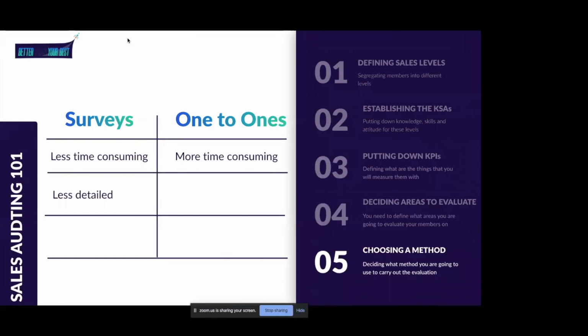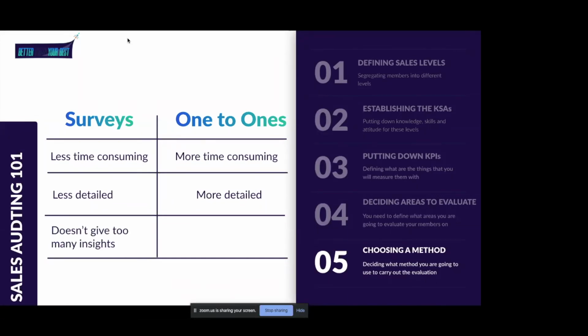Why so? Because if I as a member am expected to answer a question in writing, I will express myself in a limited way. When you speak, you tend to say much more than when you write, right? So that is why surveys become less detailed. However, one-to-ones are more detailed because these members are just expressing themselves. They are talking about it. Even if they have certain things they want to express, they will be much more open, because they are just supposed to say it and not type it down or write it down.